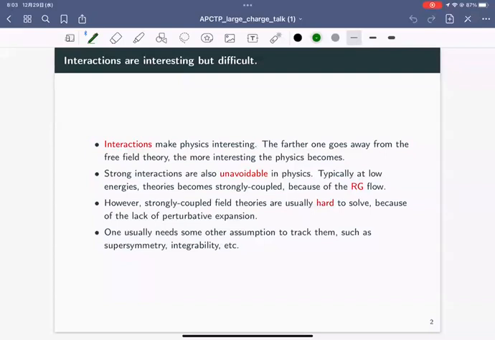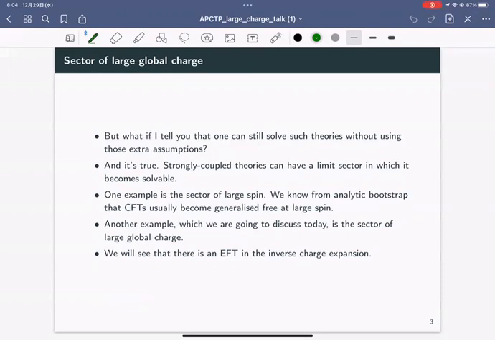But what if I tell you that one can still solve such theories without using those extra assumptions? It's true: strongly coupled theories can have a limit sector in which they become solvable. By which I mean, usually one solves theories by using weak coupling expansion, which means that you have a series of theories which goes to the solvable limit when you tune the parameter. But I'm not talking about this. You have one theory and you take a sector, large charge or something, and then it becomes solvable.